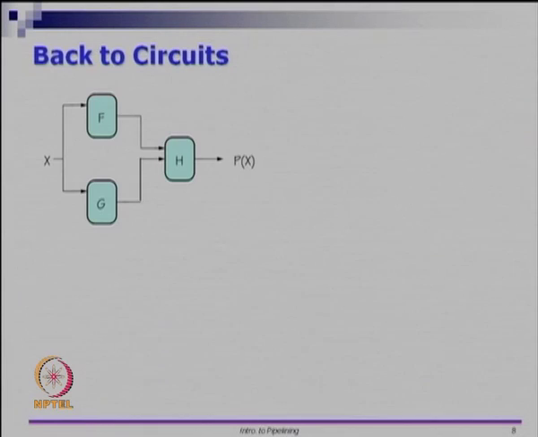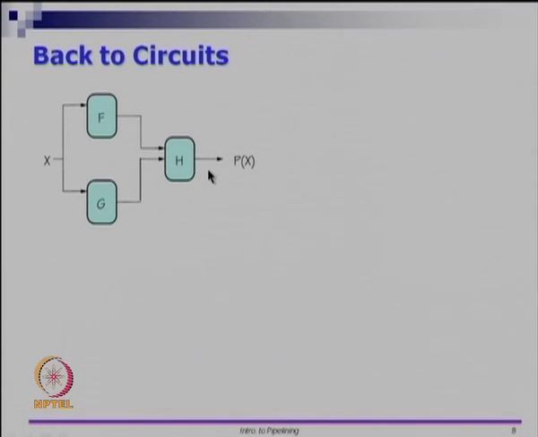So, let us get back to circuits. Let us say I have a circuit like this. I have X which is an input, and two blocks F and G which feed into H. Assume that F, G and H are all combinational to begin with. What we are getting out of the circuit, P of X, is some composition H of F of X and G of X. H is some function. You can think of F as some AND gate, G as some OR gate, and H as some XOR gate or something like that. Let us assume that all these are combinational blocks.